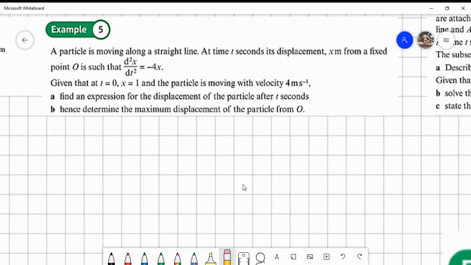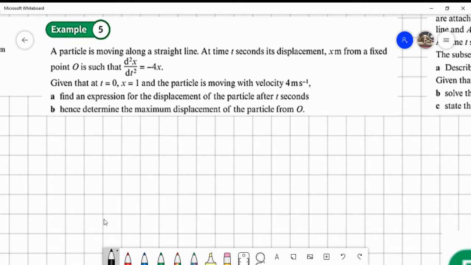Motion. So this is the first example of that type. You've got a particle moving along a straight line. At time t seconds, its displacement x from a fixed point O is such that d²x/dt² is equal to minus 4x. So let's write it down. This is the differential equation.